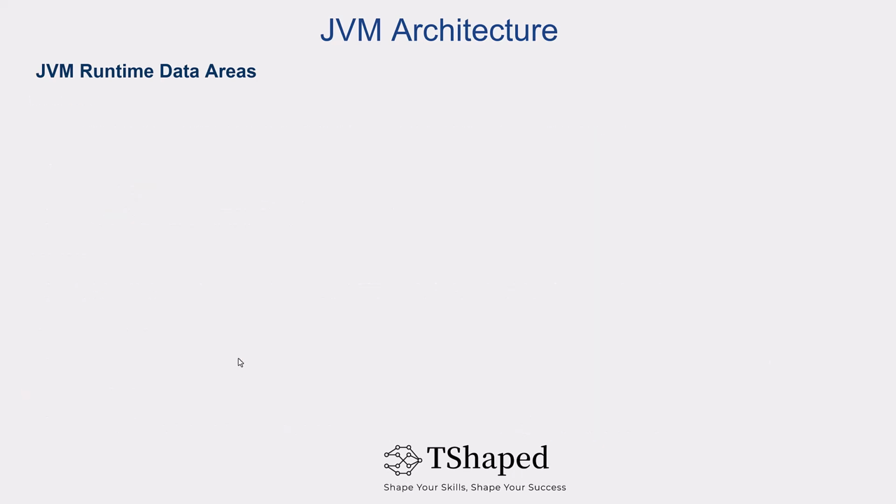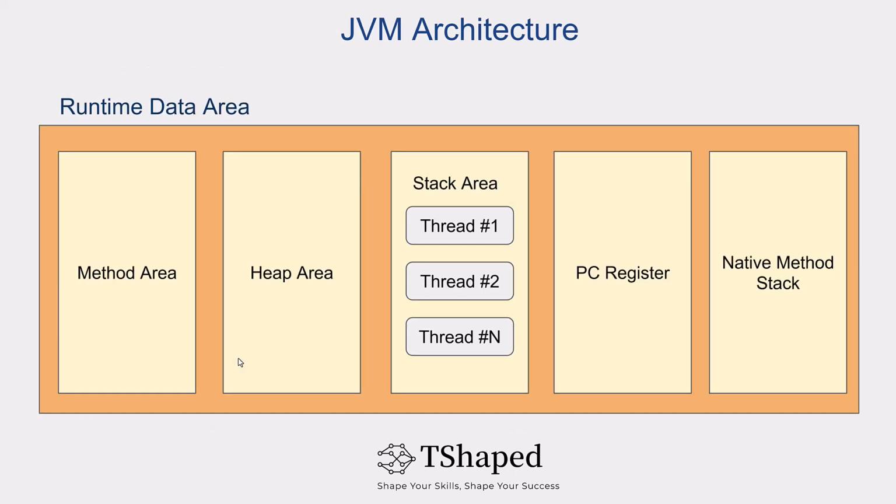We have many data areas here: method area, heap area, stack area, PC register, and native method stack area. Now, whatever code is getting loaded, the entire code will be kept in the method area. When you create an object, the memory for the object will be allocated on the heap area. And if there is any instance variable, memory will be allocated on the heap area. If there is a static variable, during the class loading itself, memory gets allocated on the heap area.